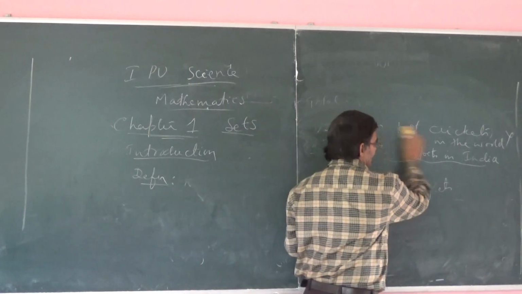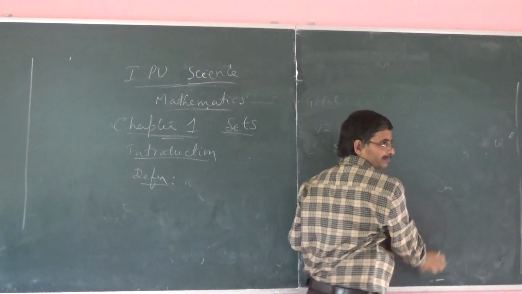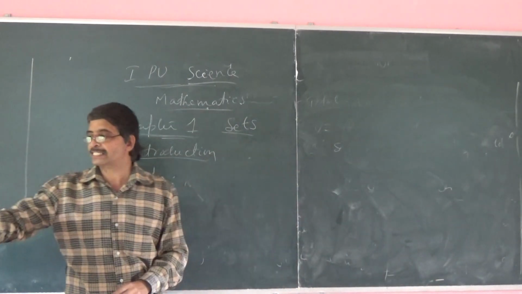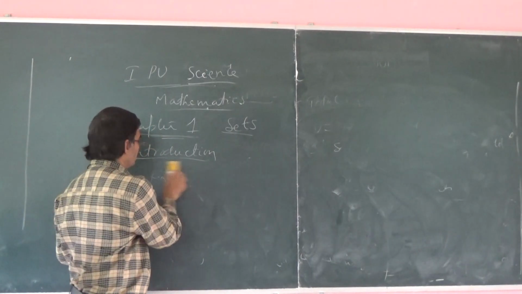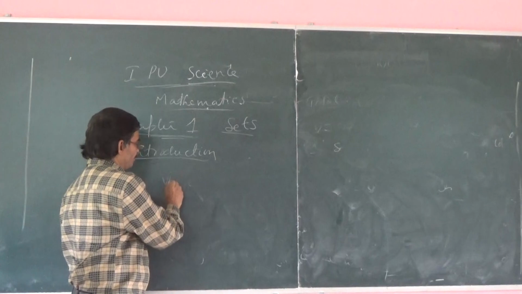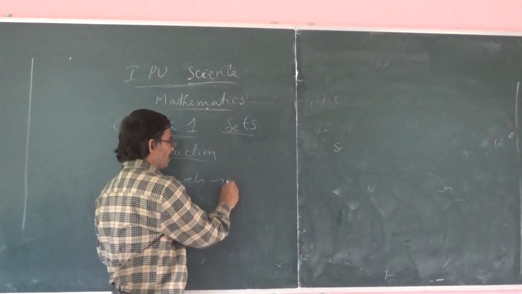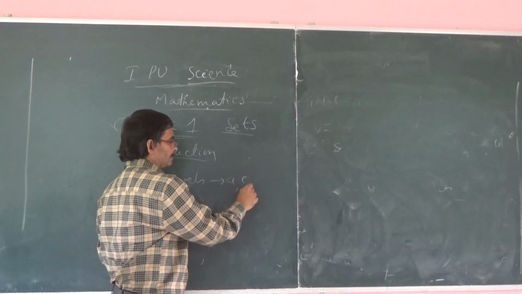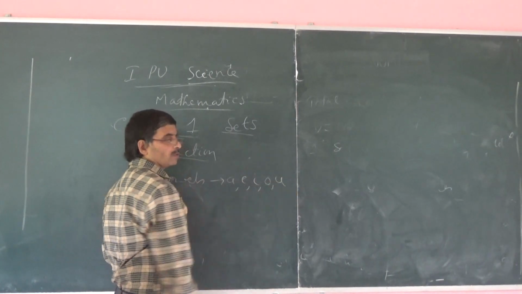How to represent a set? If you say set, one example I will give: vowels, the set of vowels of the English alphabet. You know the vowels because I use small letters here. Even capital letters can be used. A, E, I, O, U. So these are vowels.